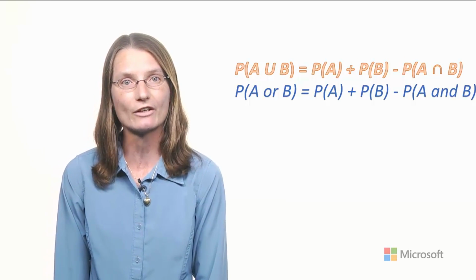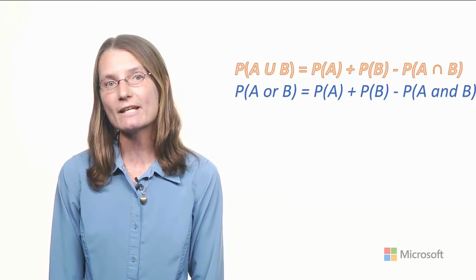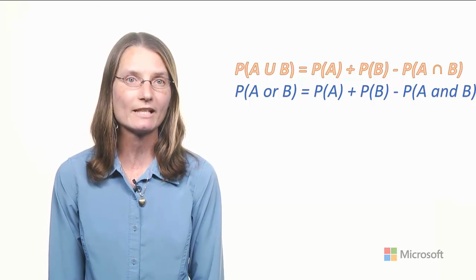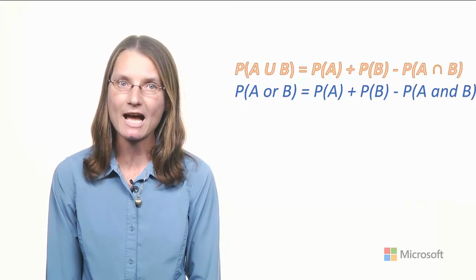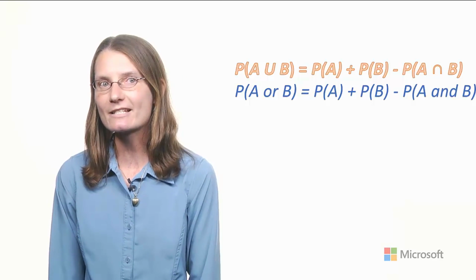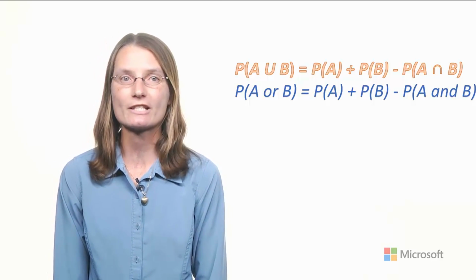both occurring together. When we say A or B occurs, we mean one of three possibilities. A occurs, but B does not. B occurs, but A does not, and A and B occur together.